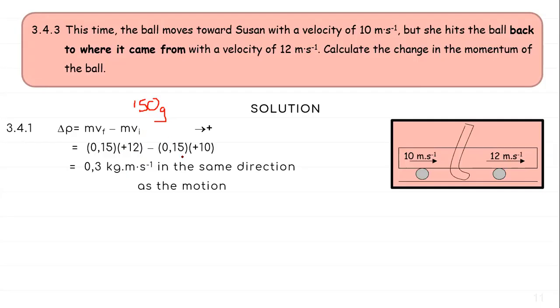Then the mass again is 0.15 and the initial velocity is 10. And remember, the direction was still the original direction, which was forward. So it's positive. Then you do your mathematics there. You find that you get 0.3 kilograms dot meter per second. And it's a positive value. In other words, it means it is in the same direction as the motion. Right.